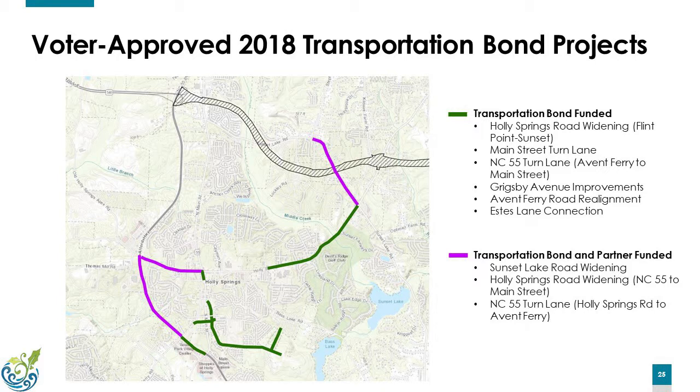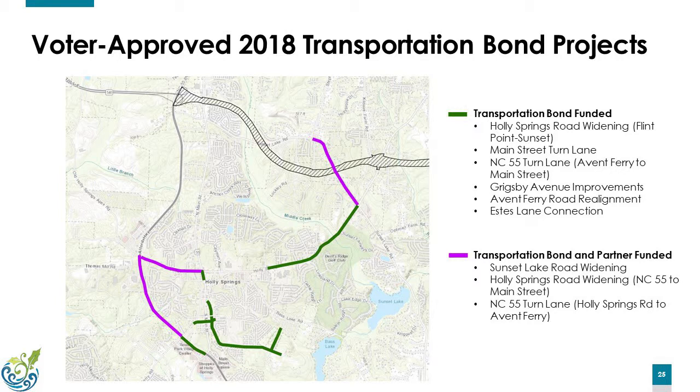There are 6 projects associated with town-only funded transportation bond projects: Holly Springs Road widening, Main Street turn lane, North Carolina 55 turn lane, Avent Ferry to Main Street, Grigsby Avenue improvements, Avent Ferry Road realignment, and Estes Lane connection.